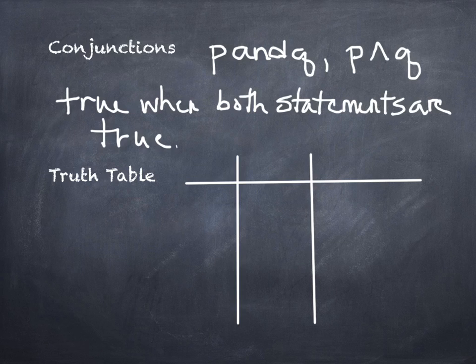I want to show you what a truth table looks like for this. When you create your truth table, you need three columns. One column is for the statement P, one column is for the statement Q, and your third column is for the statement P and Q.